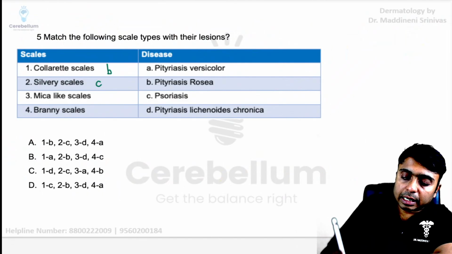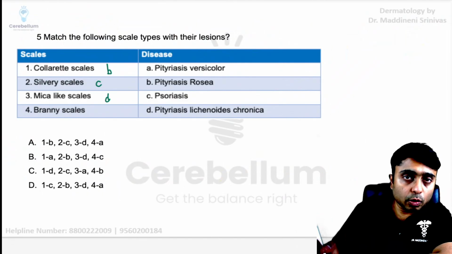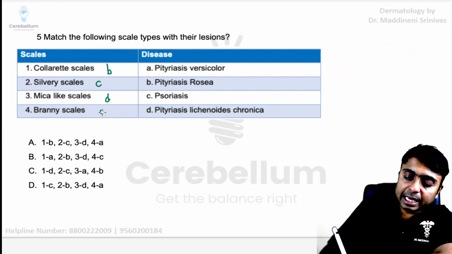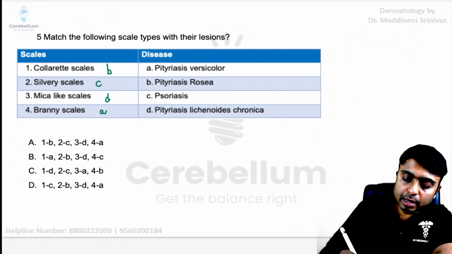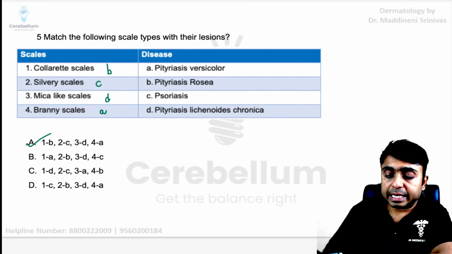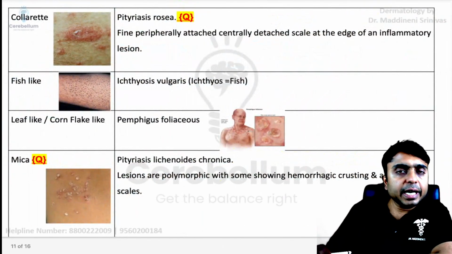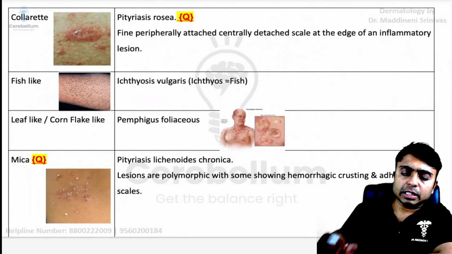Mica-like scales are classically seen in pityriasis lichenoides chronica. Bran-like scales are seen in pityriasis versicolor. So the answer should be B, C, D, A. So option A, B, C, D is the correct statement. Few points related to the scales in dermatology, very important.